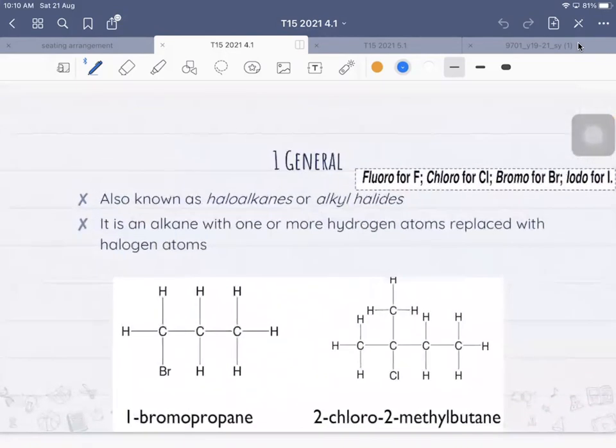Halogenoalkanes, or sometimes called haloalkanes, or alkyl halides. Halogens are your group 17 elements: fluorine, chlorine, bromine, iodine. So basically it is an alkane. They come from alkanes. It's just that one or more of the hydrogen atoms have been replaced with a halogen atom. So in a halogenoalkane, you can have one or more halogens.